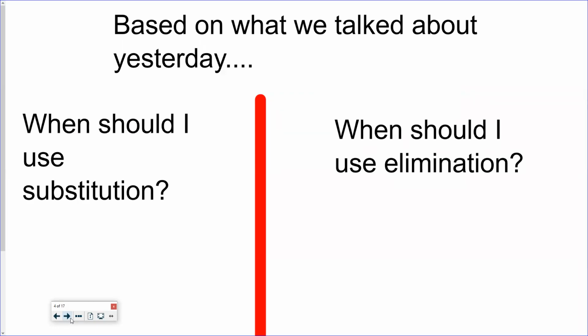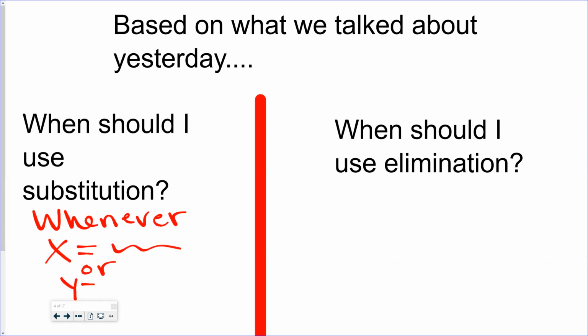All right, so based on what we talked about yesterday, when should I use the substitution method? Well, it's best to use substitution whenever x or y has been solved for. Whenever you have an equation where x equals something or y equals something. It can be more than one, but at least one equation has x equals or y equals.